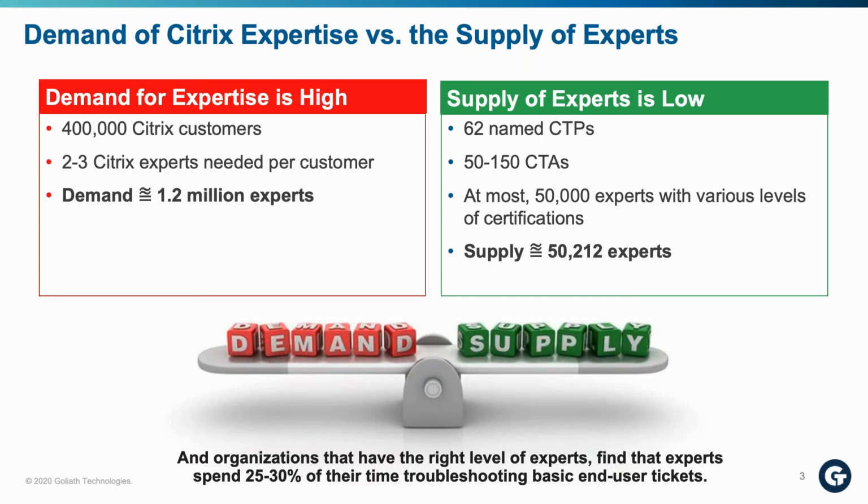Now on the supply side, there's only 62 Citrix technical professionals out there around the globe, maybe another 50 to 100 CTAs. So even if on top of that, you add, let's say another 50,000 individuals with some sort of training or certification, the supply of experts is under 60,000. So when you look at that, no wonder many of you are strained to support your remote workforce, especially during times like this when you've had a great surge and increase.